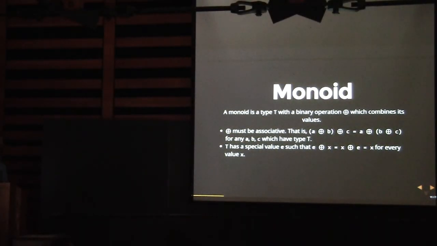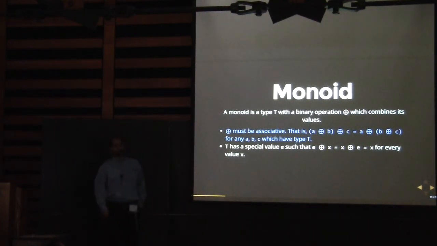How many of you are familiar with the monoid? Oh, wow, a lot of people. That's great. A monoid is a type T with a binary operation which combines its values. So you have some type and some binary operation on those types. We're calling it circle with the thing in the middle. The operation must be associative. That means that (A operation B) operation C is the same thing as A operation (B operation C), for any A, B, and C which have type T. Okay, this is pretty easy. We've seen this before in early algebra.